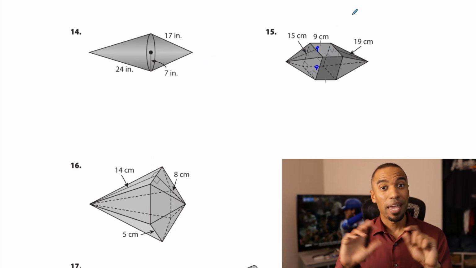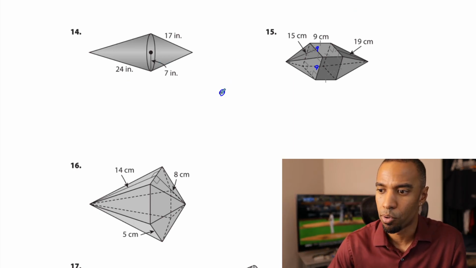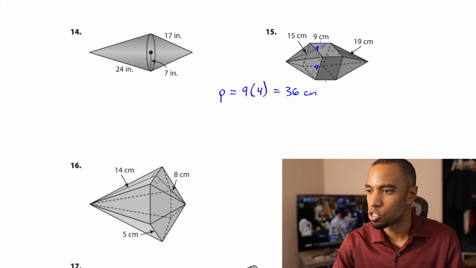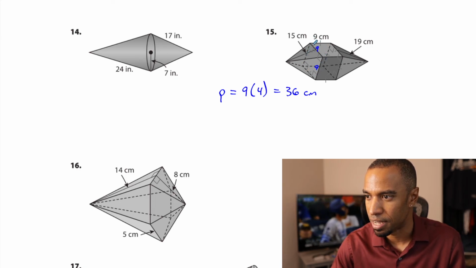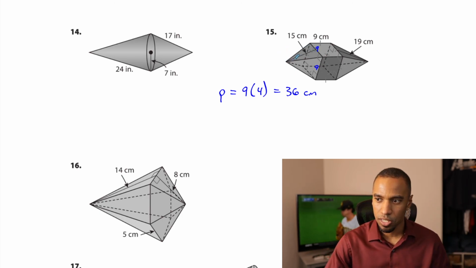So perimeter, all the bases are the same. I don't need the areas of the bases, but I do need the perimeters of the bases. The perimeters for all of these is 9 times 4. That's 36 centimeters, right? So the perimeter all the way around that base, 9, 9, 9, 9, whether it's this prism or the pyramid, it's like that, okay? And they do give us slant heights for these.